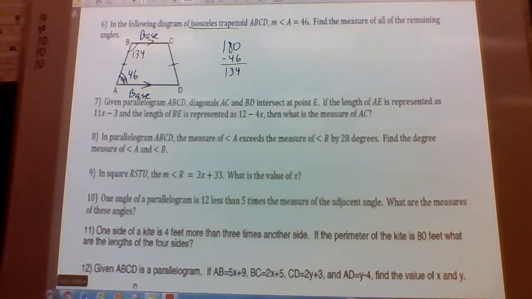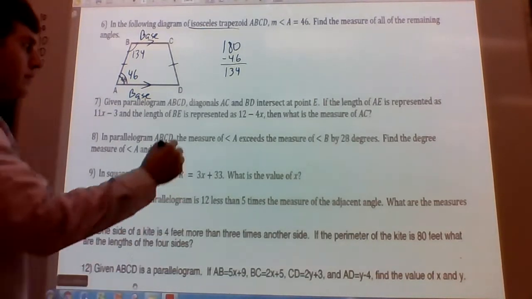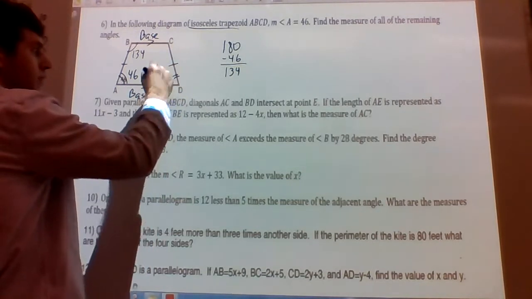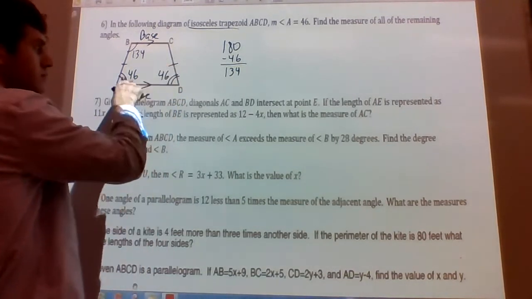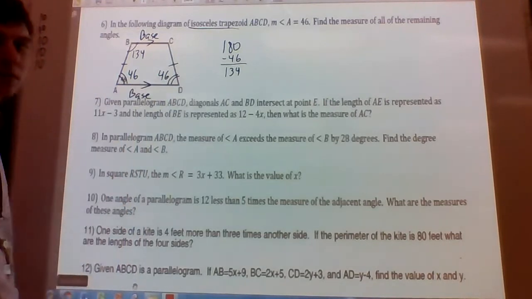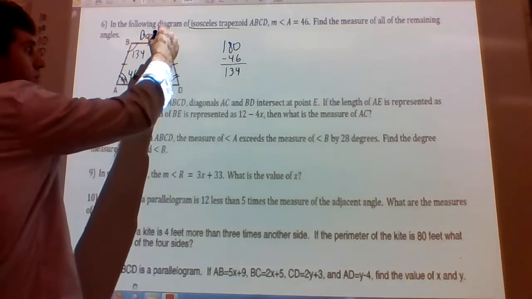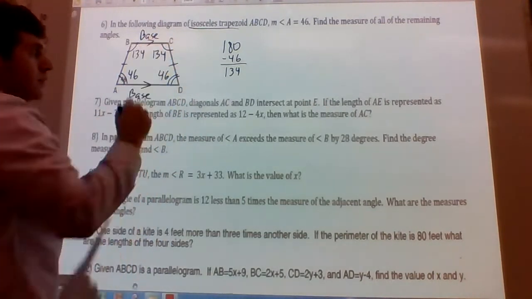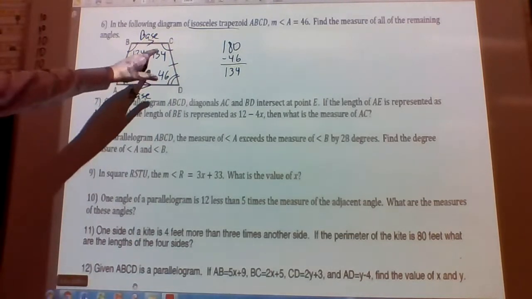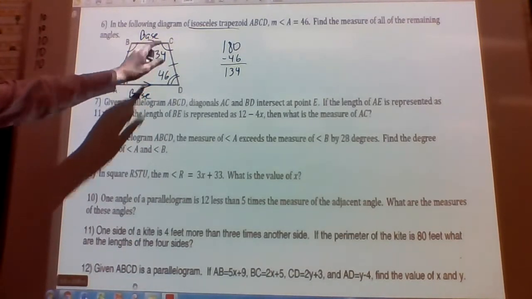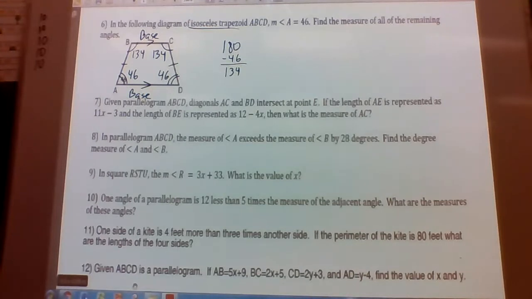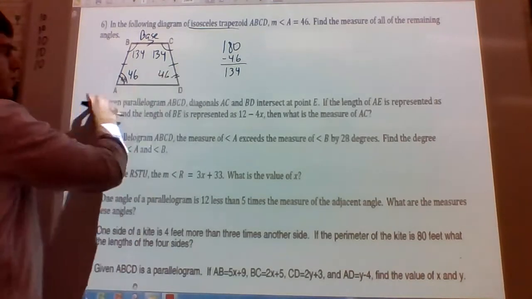Then the other property we know with isosceles trapezoids is that the base angles are congruent. So here's a base angle, so this is going to be 46. The two angles on the base angles. Then we know angle C is going to be 134. And again, consecutive angles between the bases are supplementary, so 134 and 46 is 180. Yep, that's all I want for 6. Good. We'll go to 7.